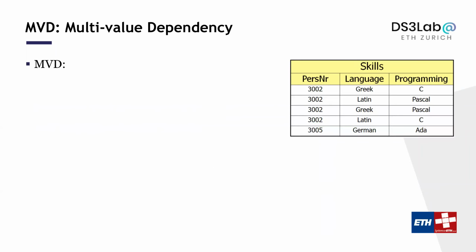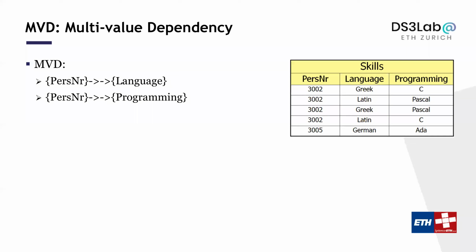Okay, so now let's look at this example. You have person number, you have language, you have programming language. So there's actually an MVD from person number to language. There is an MVD from person number to programming language. Why? Because you can go back to the definition.